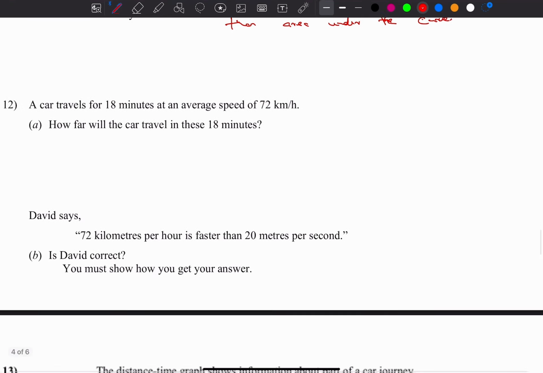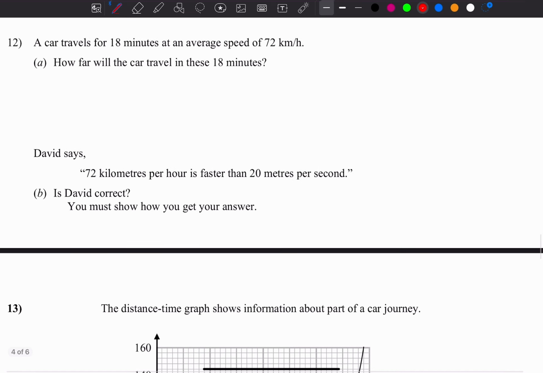Next one. A car travels for 18 minutes at the speed of that. How far does it travel? Okay, so how far means they want the distance. What's the formula of distance? Speed times time. Speed is easy. There you go, 72 times 18. Yes, 18 minutes, but remember it's per hour. So you want it in hours.